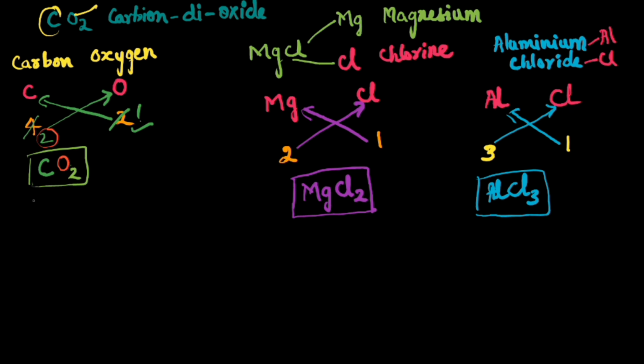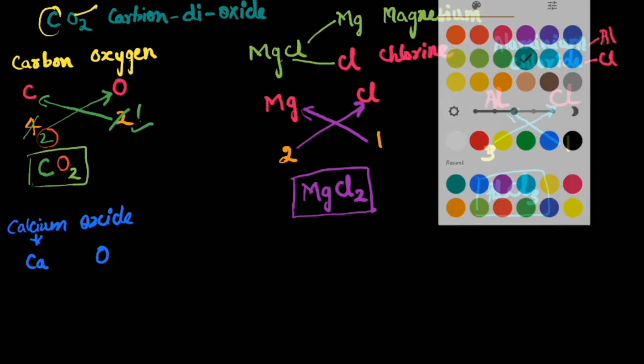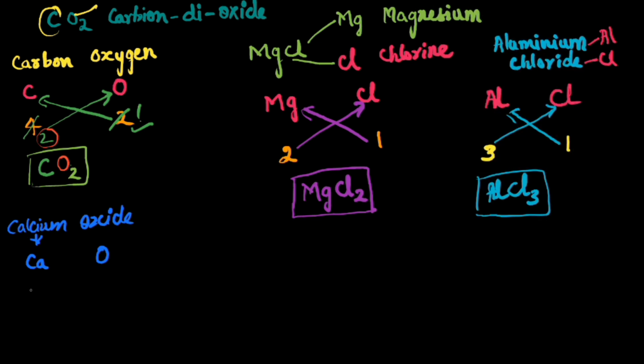Okay, let us write one more. Calcium oxide. Can you identify the elements present here? This is calcium, the symbol is Ca. In oxide, the element here is oxygen, the symbol is O. So what will be the valency for calcium? It will have a valency of 2. Oxygen is also going to have a valency of 2.